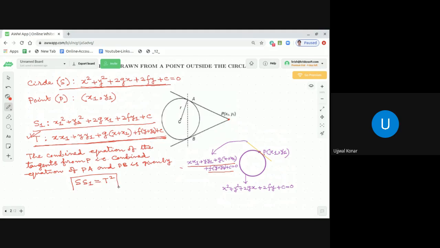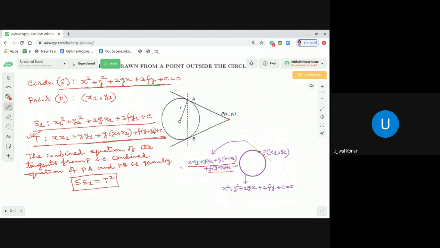That means what? S you know, x square plus y square plus 2gx plus 2fy plus c. S1 you know, x1 square plus y1 square plus 2gx1 plus 2fy1 plus c. And T also you know, x x1 plus y y1 plus g into (x plus x1) plus f into (y plus y1) plus c. So this expression you need to apply here. That is the combined equation of the tangents from the point P.